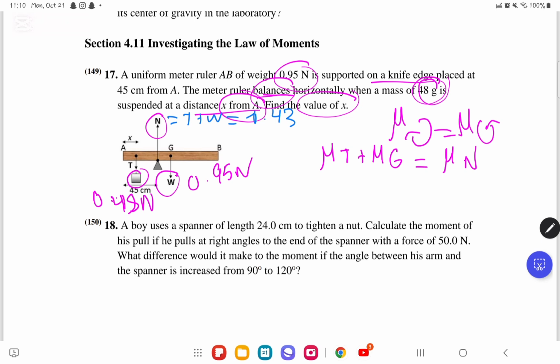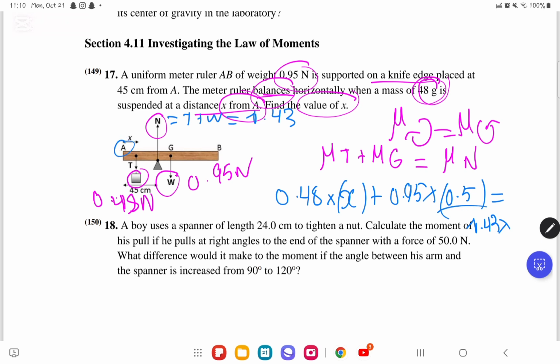Now, first of all, we know that the moment of T is 0.48 times the distance we need to find, which is x, plus the moment of G, which is 0.95 times the distance from the center of gravity, which is 0.5 meters. Okay? It's equal to what? To the force of N, which is 1.43, multiplied by the distance from the axis A, not from the center of gravity. And then 1.43 times the distance from it to the center of gravity, which is 45 centimeters, which is 0.45 meter.